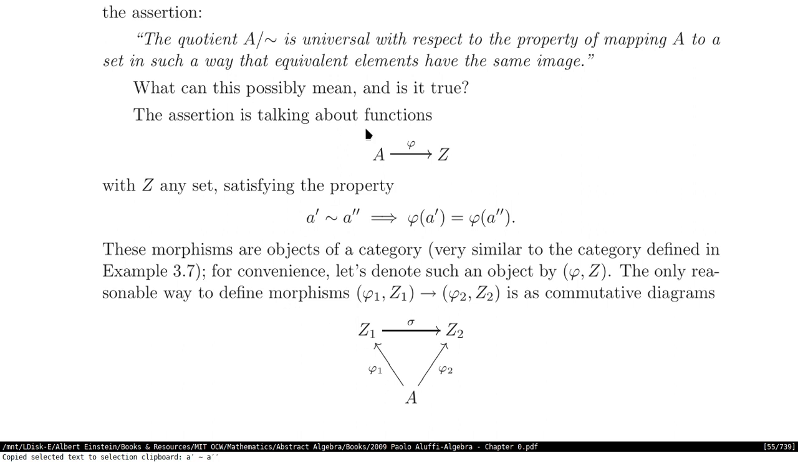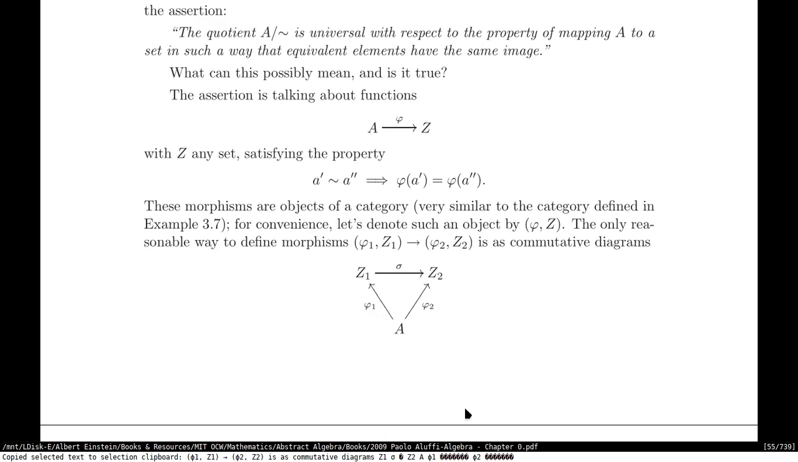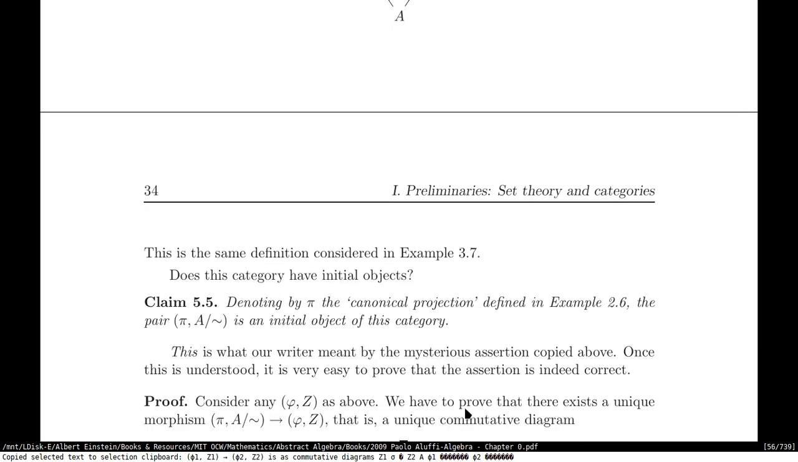So these morphisms are actually objects of a category, and we denote these objects by phi z. So phi is the function that you're having from A to the set z that you're going to. So the only reasonable way to define morphisms between these objects is by the commutative diagrams here, right? And as we've seen before, this looks a lot like the sliced categories we saw before, right?